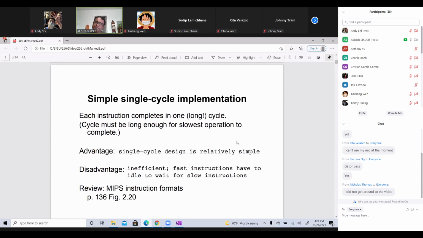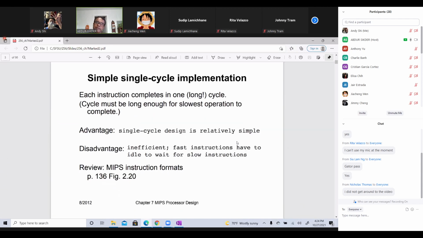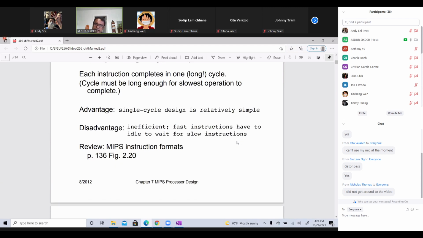Simple single cycle implementation. Why is it simple? Because an instruction completes in 1 cycle. The cycle must be long enough for the slowest operation to complete. And there are advantages and disadvantages for this. The advantage is that the single cycle design is relatively simple. The disadvantage is it's inefficient. Fast instructions have to idle to wait for the slow load instruction. Now you think about this.